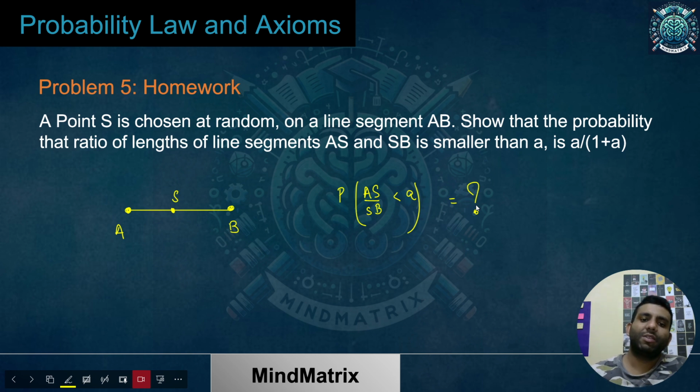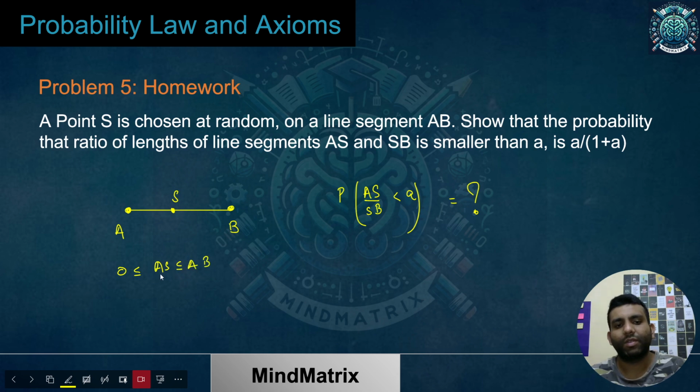Tell me, what can be the value for AS? First of all, what can be the value of AS if I choose S at random? What is the possibility of AS? AS can be 0 to AB. Like, AS length can be 0 or it can be equal to AB. The maximum length is AB. That we already know.